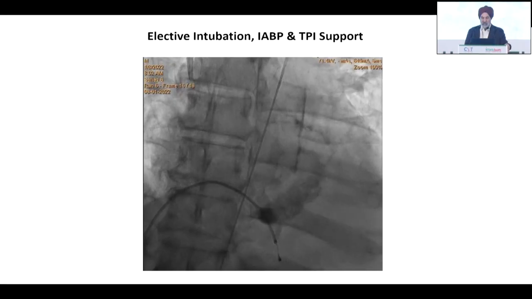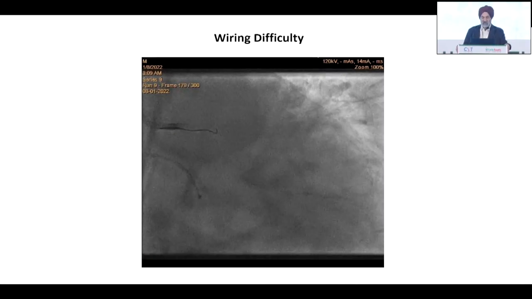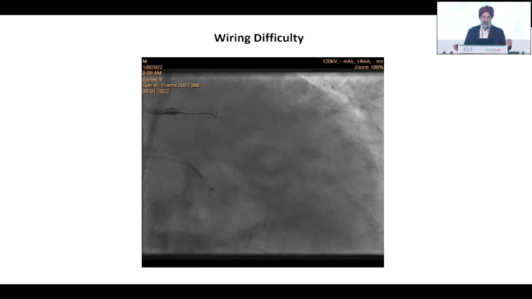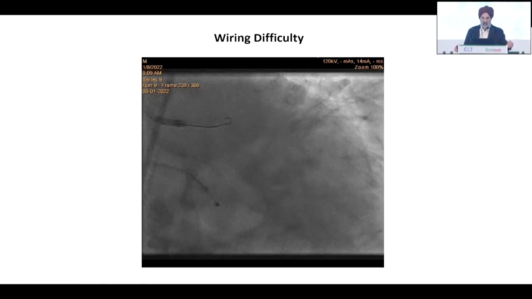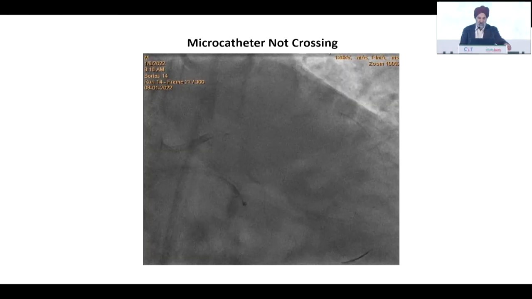So IABP was put, we put a TPI line. The wiring was very difficult. We took a polymer tip wire. As I mentioned, we had kept a CTO wire ready. Finally, with the knuckle mashing, the wire went through, but the microcatheter just won't cross.